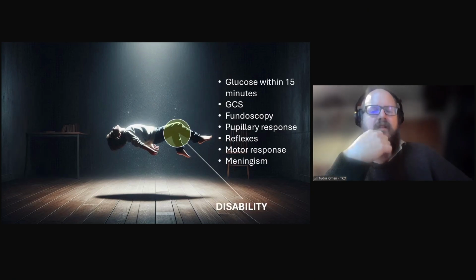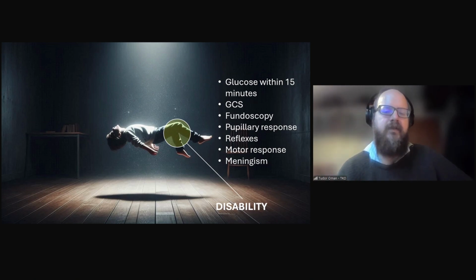So, as I've said, you need to have glucose within 15 minutes of arrival when you're assessing, and this comes into assessing of disability, as it's a common cause for children to have a decreased level of consciousness. We're going to assess our GCS, and we're going to then monitor that along with our observations for any signs of improvement or deterioration. We're going to look at our fundoscopy, looking for papilledema.